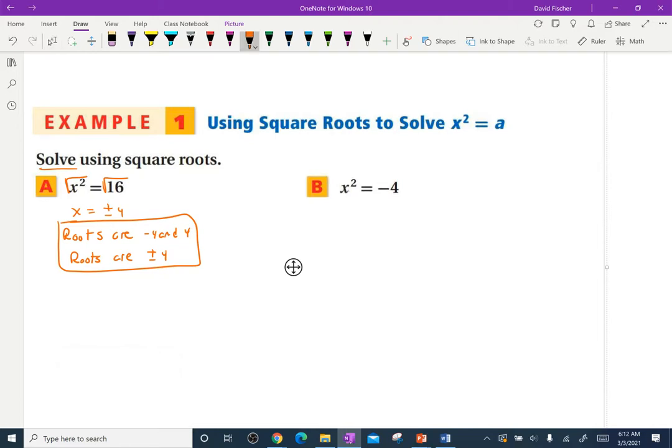All right, now over here, try this one on your calculator. Try taking the square root of negative 4. Yeah, mine says domain error, because you can't take the square root of a negative number. So this one would be no solution.